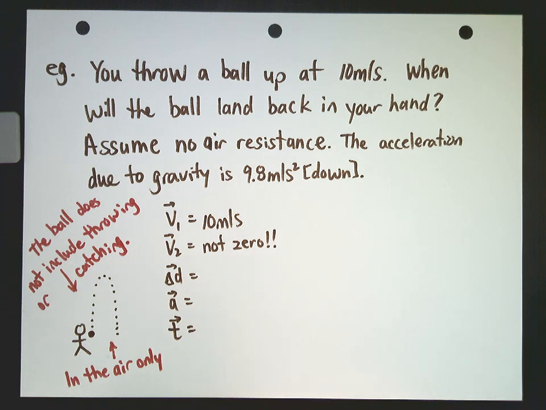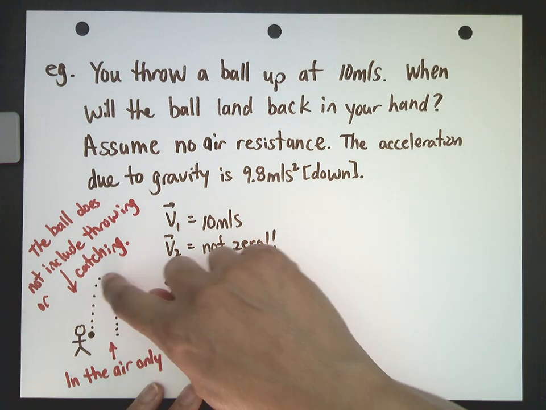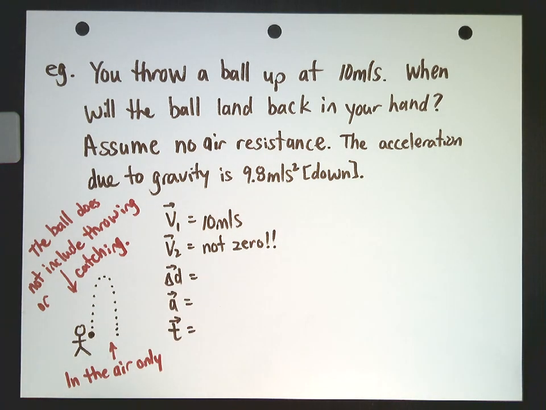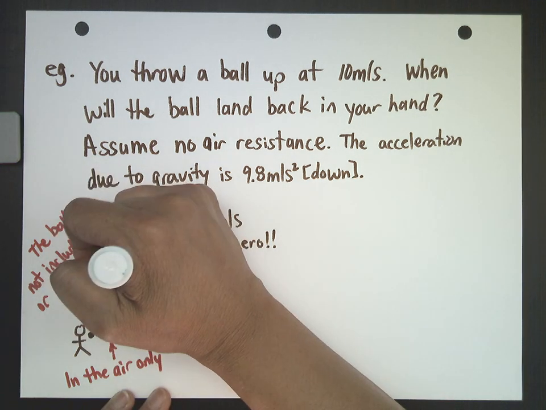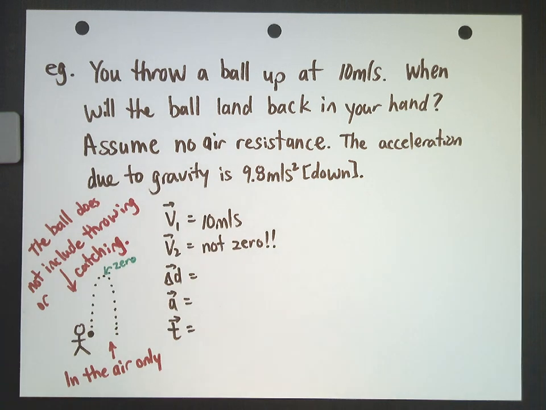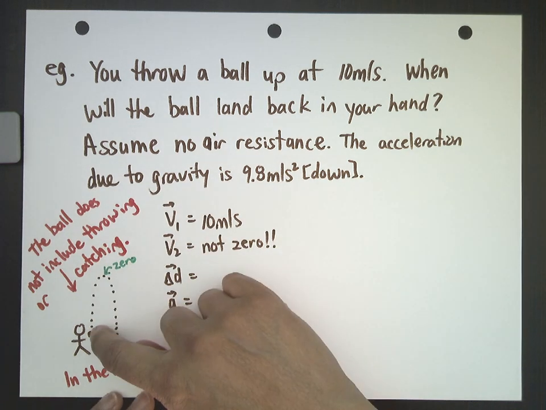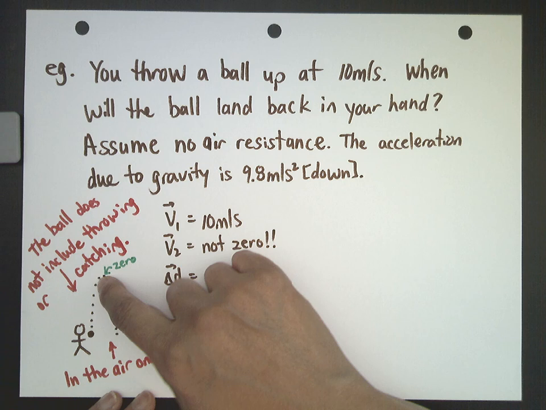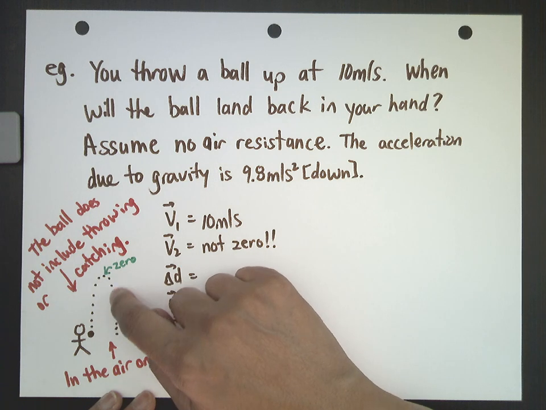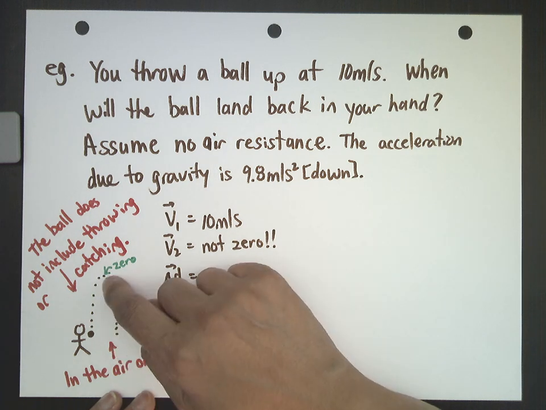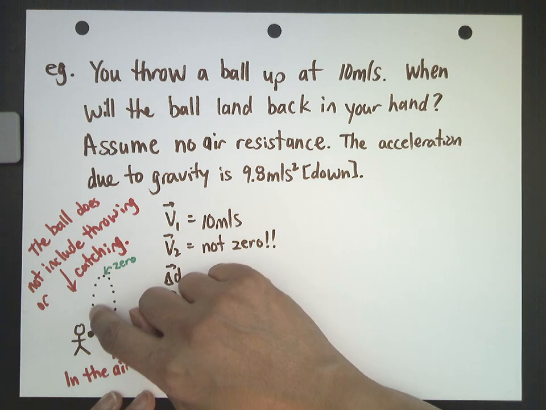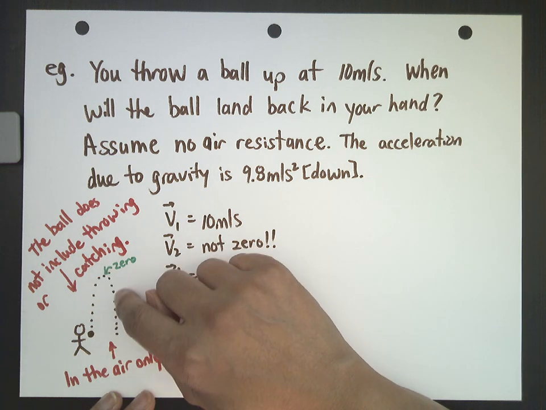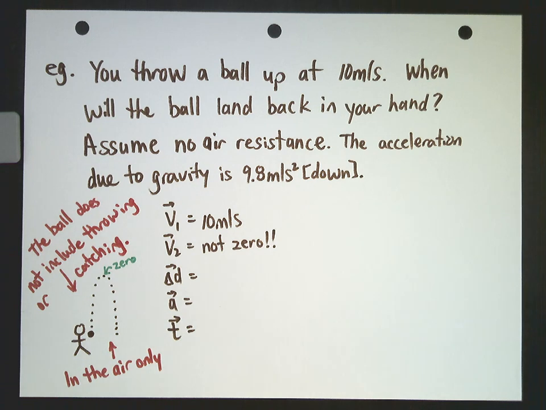That's really important. Now keep in mind, if you're looking at this, where is V2 zero? Well, V2 is actually zero at the very top. It's zero there because the ball has to slow down to a stop and then speed back up, or speed up back down towards the earth. So basically you slow down to a stop, then speed backwards back to the earth.